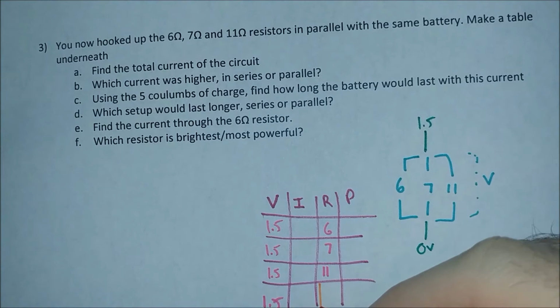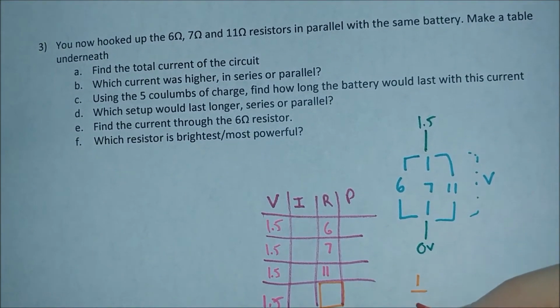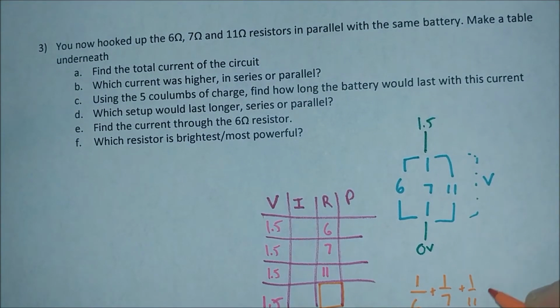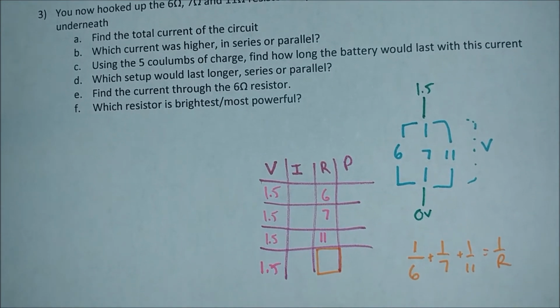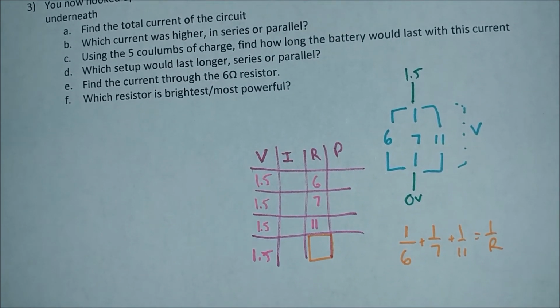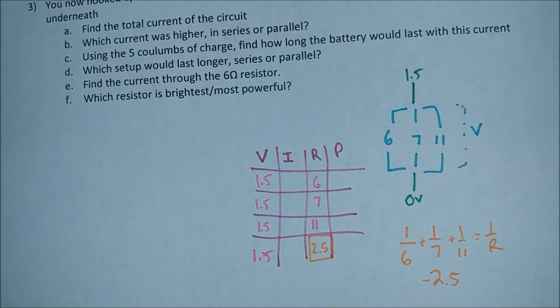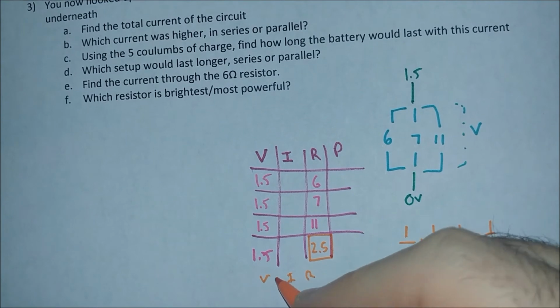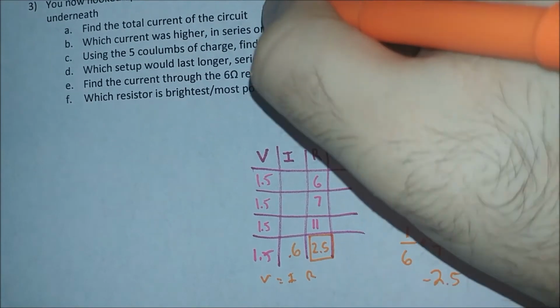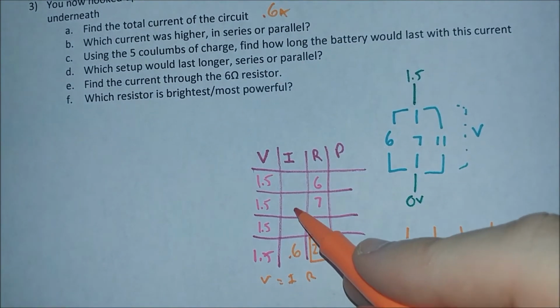They're going to have different flows. Now find the resistance. I can't just add them up. I have to do the whole one-over adding thing. 1 over 6 plus 1 over 7 plus 1 over 11, and then do 1 over that final answer. You get around 2.5. Cool. V equals IR. Do the I again. I get 0.6. So 0.6 amps is my total current.